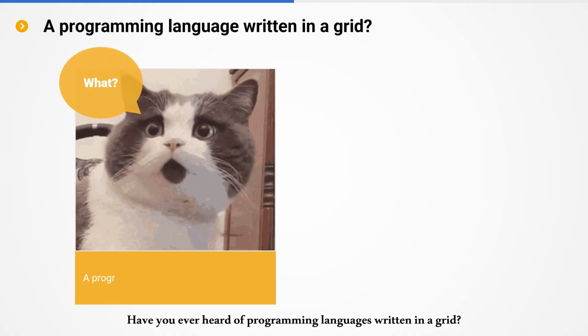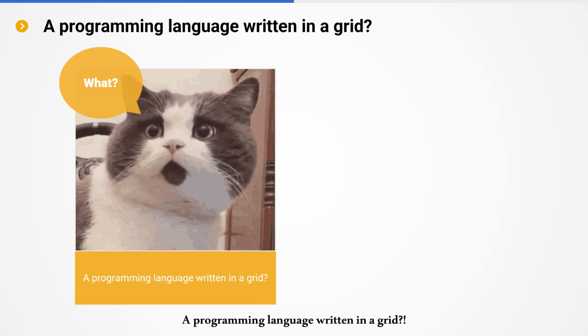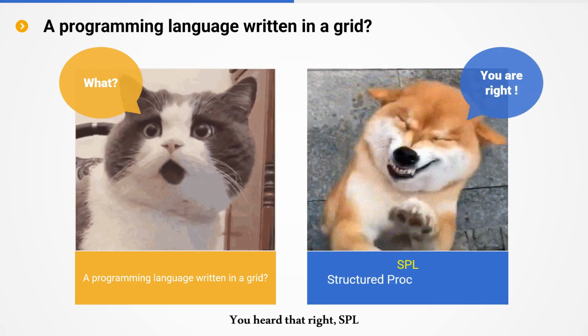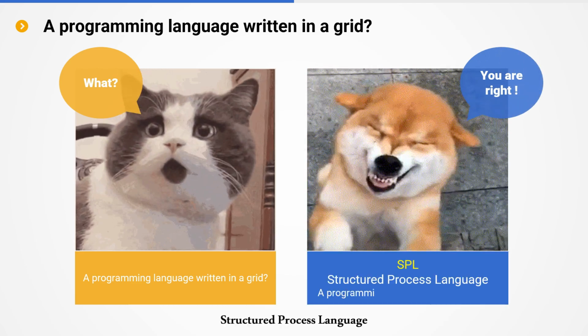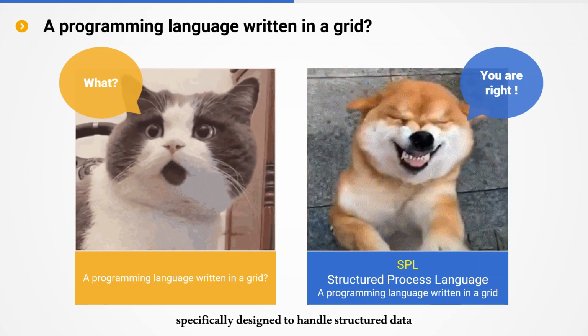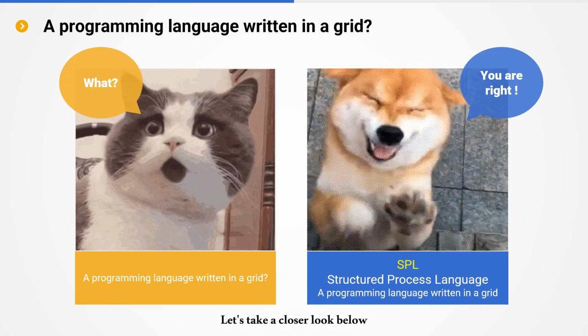Have you ever heard of programming languages written in a grid? What? A programming language written in a grid? Yes. You heard that right, SPL, Structured Process Language. It is an open-source programming language written in a grid, specifically designed to handle structured data. Let's take a closer look below.